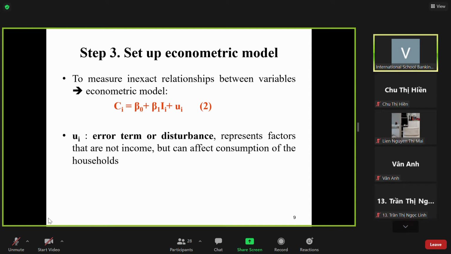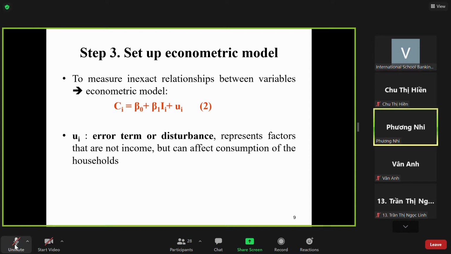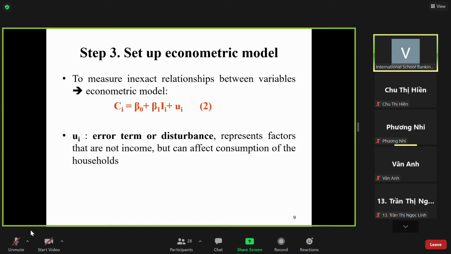Any more factors? Kỳ vọng. Kỳ vọng gì hả em? Expected income. Thu nhập kỳ vọng đúng không?